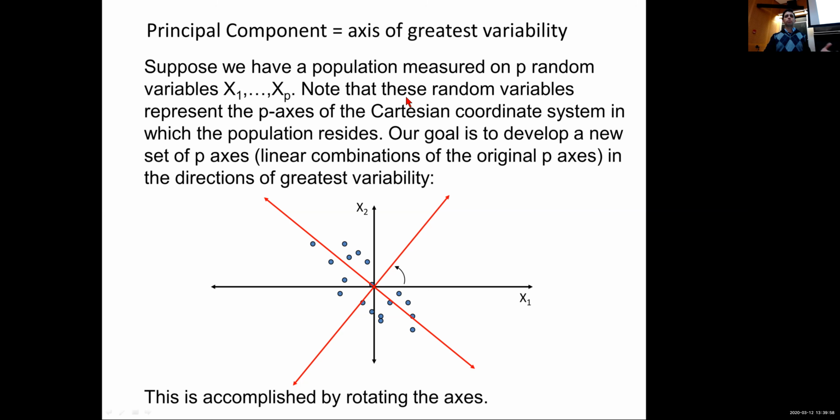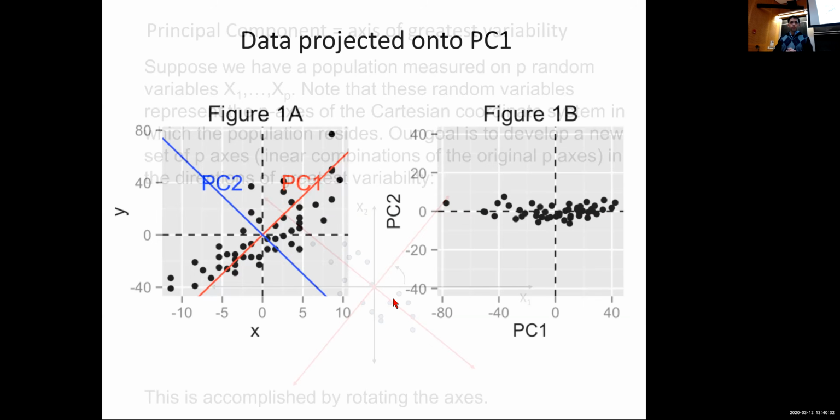We have a population of points that is measured on some random variables. These random variables represent the axes of a Cartesian coordinate space within which the population resides. Our goal is to develop a set of other axes that are linear combinations of the original axes in the directions of greatest variability. That's what principal components analysis does. As the name suggests, it's the components that capture the principal variation. So how do I do that?